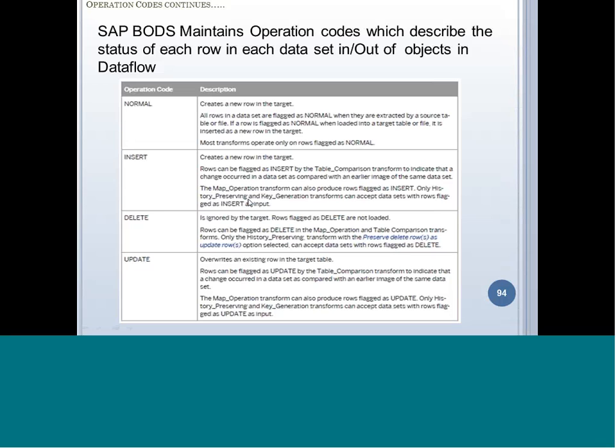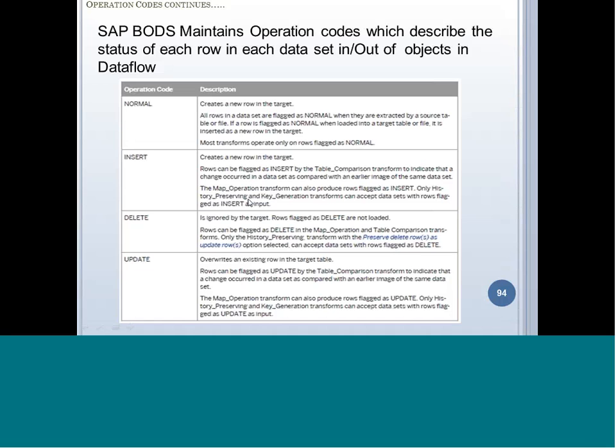And similarly, we have a delete flag. The delete flag is also raised by the table comparison, and these delete flags are also consumed by the map operation. The delete flags will be generated from the table comparison. Similarly, the history preserving transformation also will accept the delete flags.